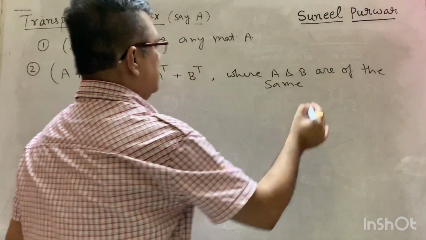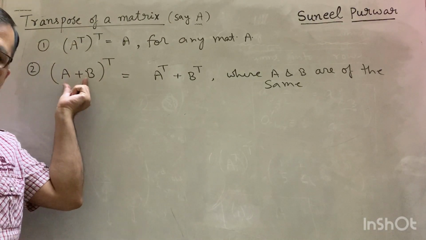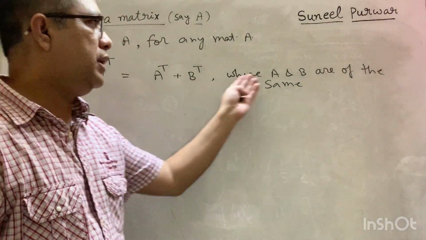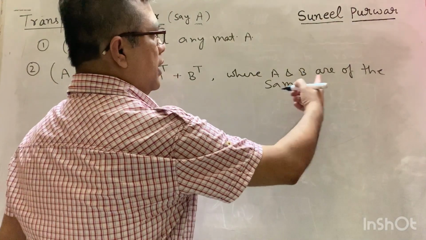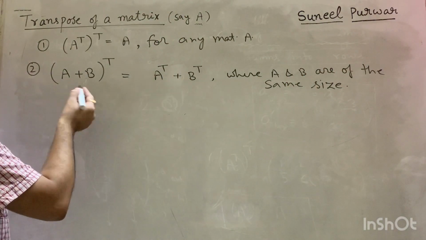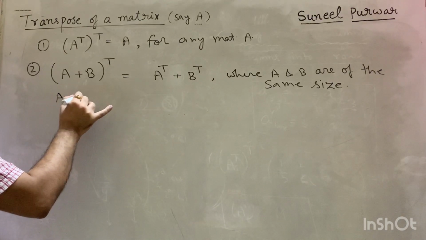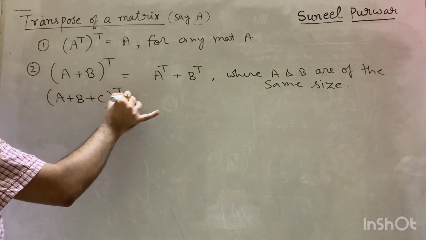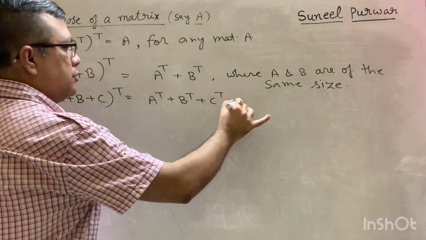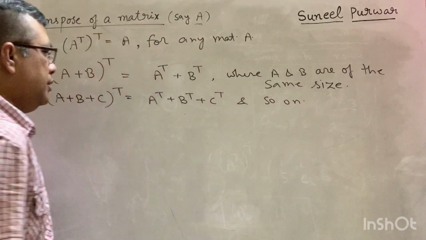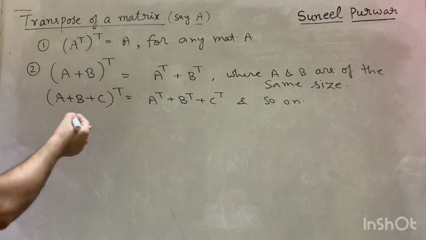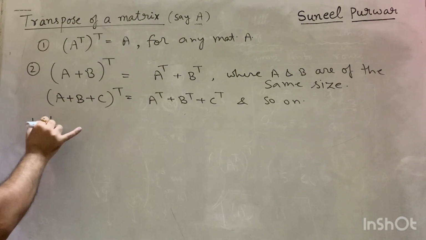That is understandable, because only when A and B are of the same size, then only they can be added. Two matrices can be added when they are of the same size. So for that reason, we need to write it. Where A and B are of the same size. The result can be generalized for three matrices as well. Transpose of A plus B plus C is equal to A transpose plus B transpose plus C transpose, and so on. And it's understood that A, B, C, they are of the same size. Okay. Let's verify this property.